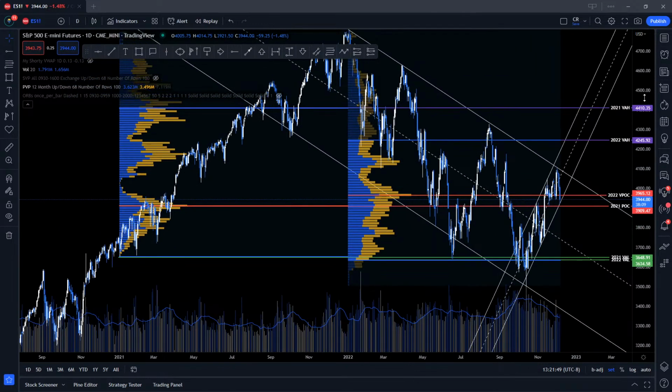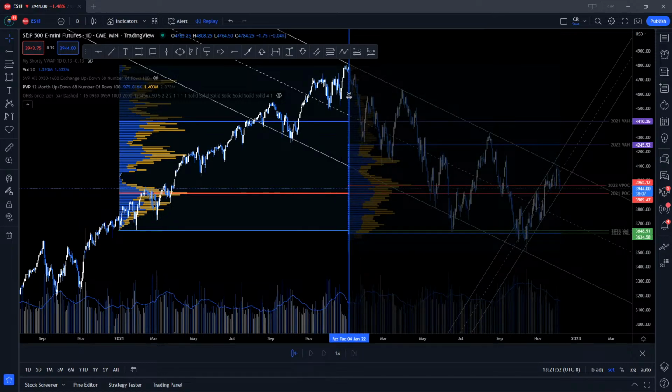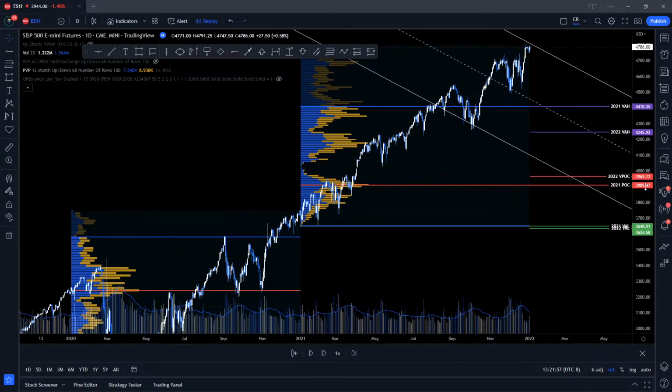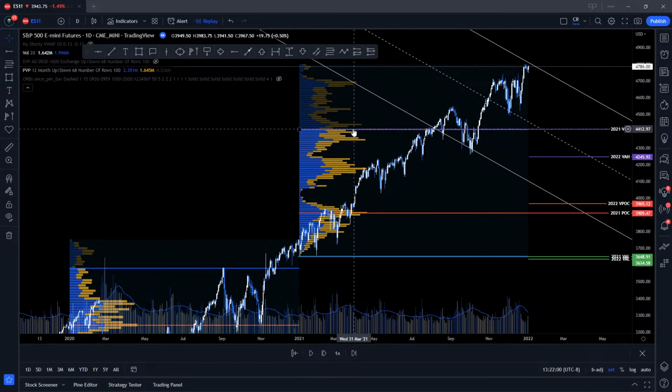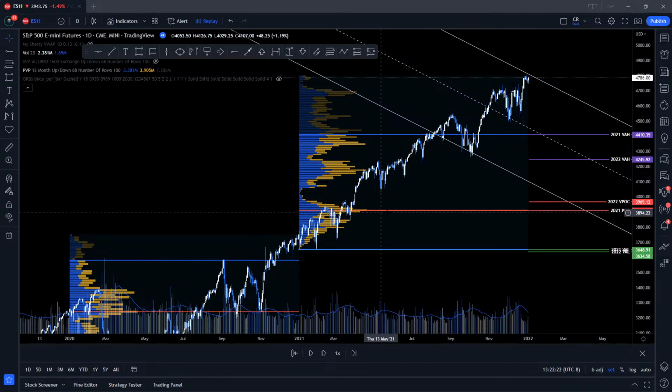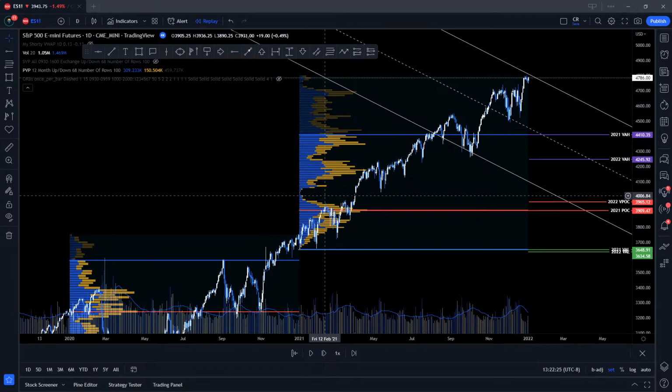Actually, let me go back to here really quick just to get some noise off the chart. So our value area high is going to be, or sorry, I should just start with volume profile. This whole area here is going to be our volume profile. This red line on the volume profile is going to be the point of control, or POC. And that's where the most volume was traded during this 1 year time period.